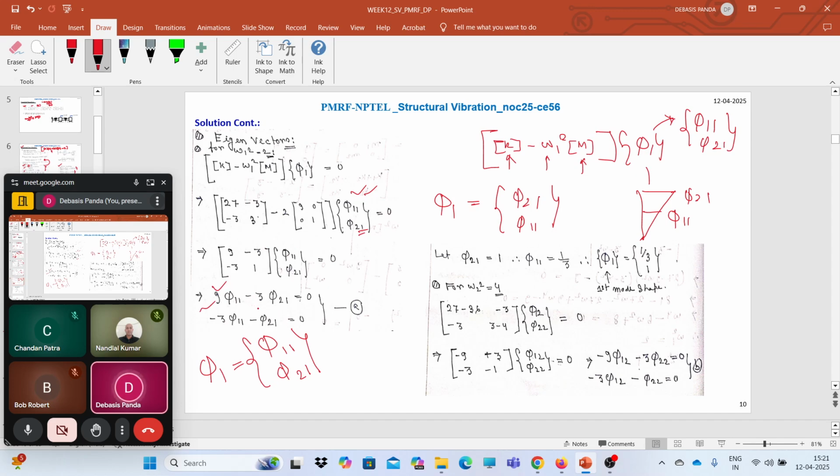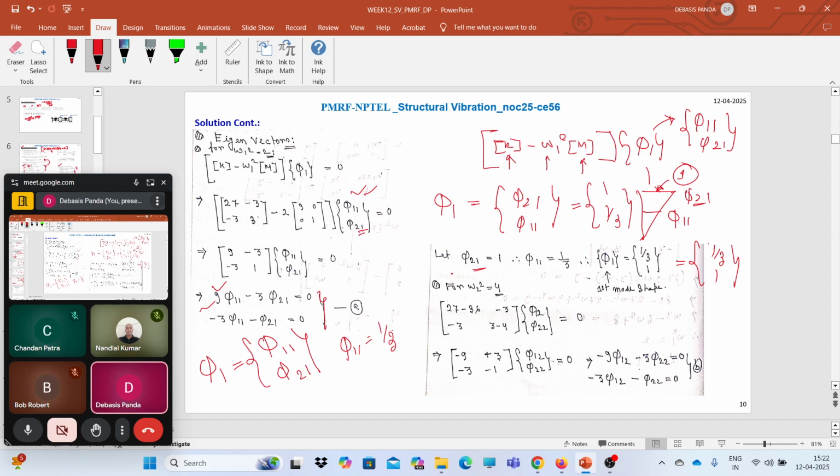Here we have four unknowns. What we need to do first is normalize the last ordinate, the last degree of freedom, to 1, generally the last one. Here the last one is phi 2 1, so we consider that phi 2 1 equals 1. Now from these equations we can easily figure out the value of phi 1 1. So phi 1 1 comes as 1 by 3. So the first mode shape is formulated. If we write in this format it will look like 1 and 1 by 3, and in the other format it will look like 1 by 3 and 1.